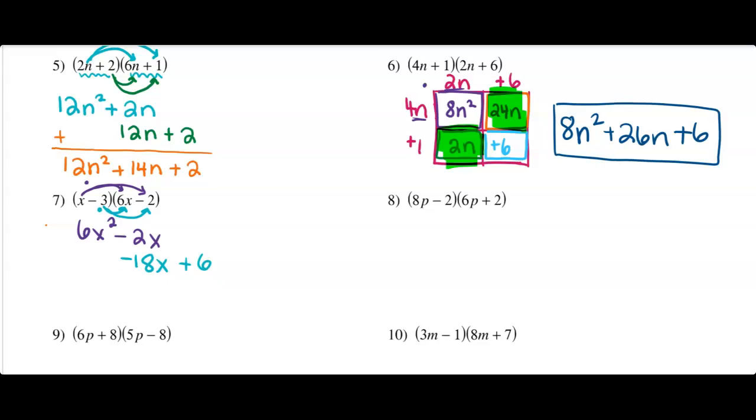I will then combine my like terms. So 6x squared is all by itself. Negative 2x plus negative 18x is negative 20x. And nothing plus 6 is just 6.